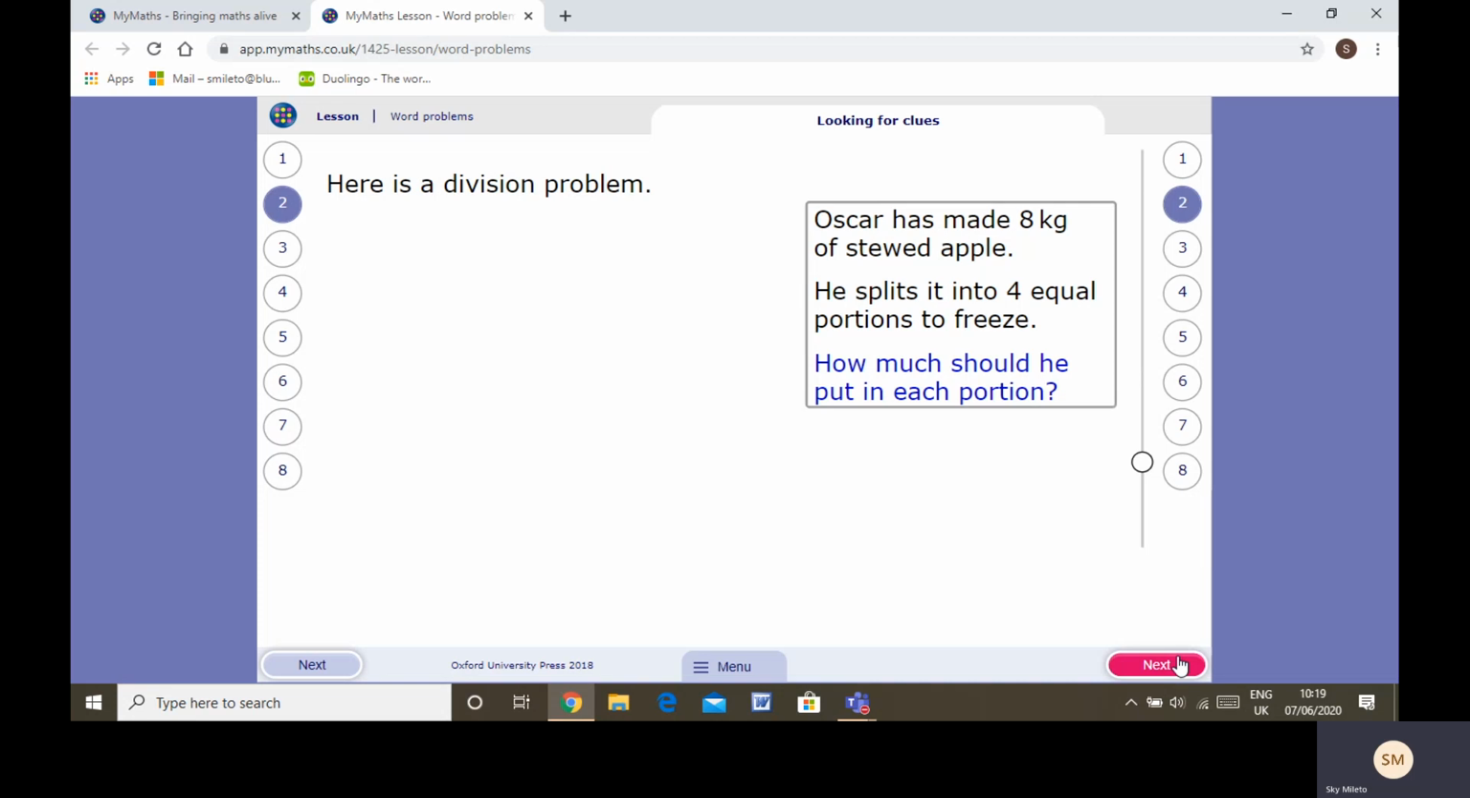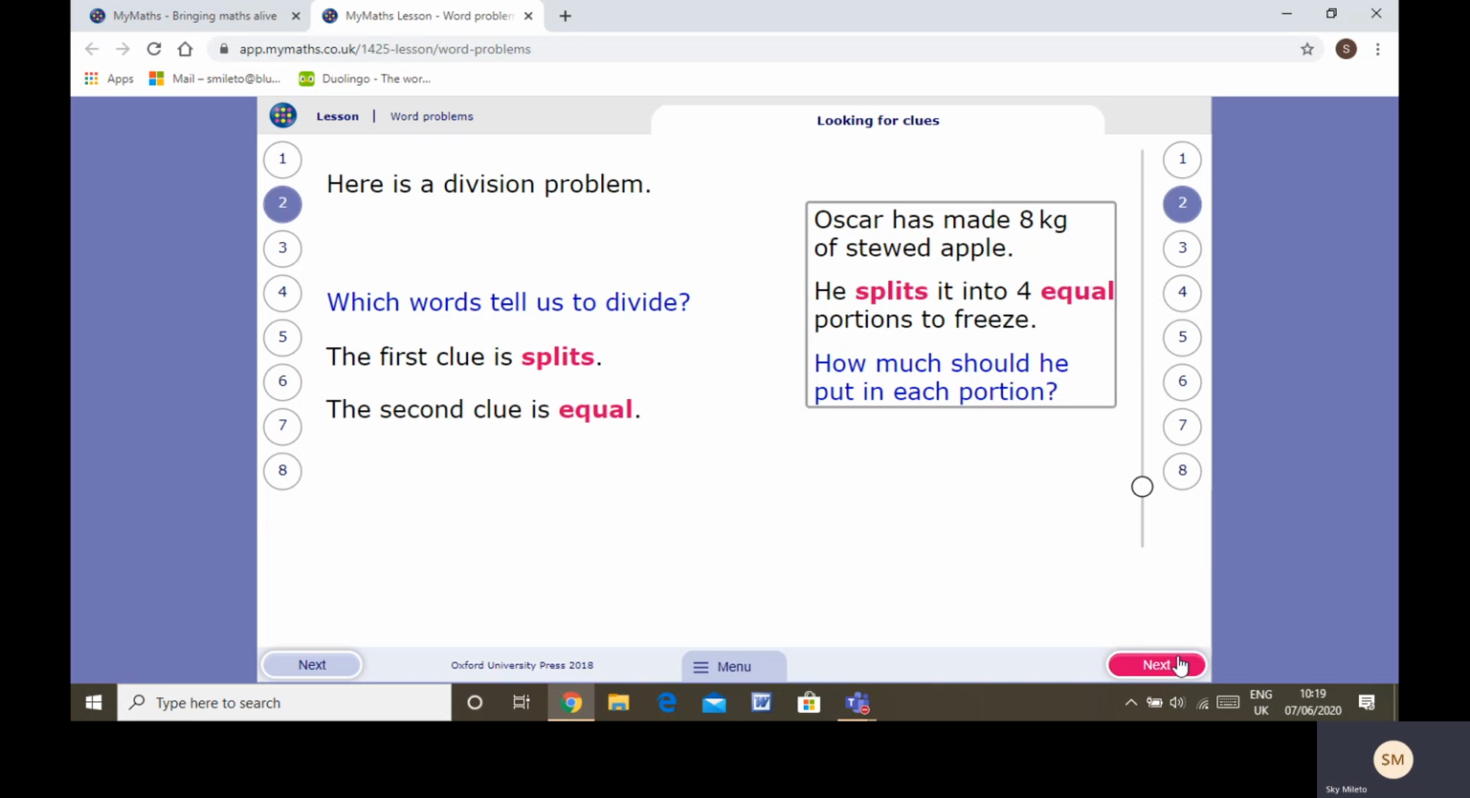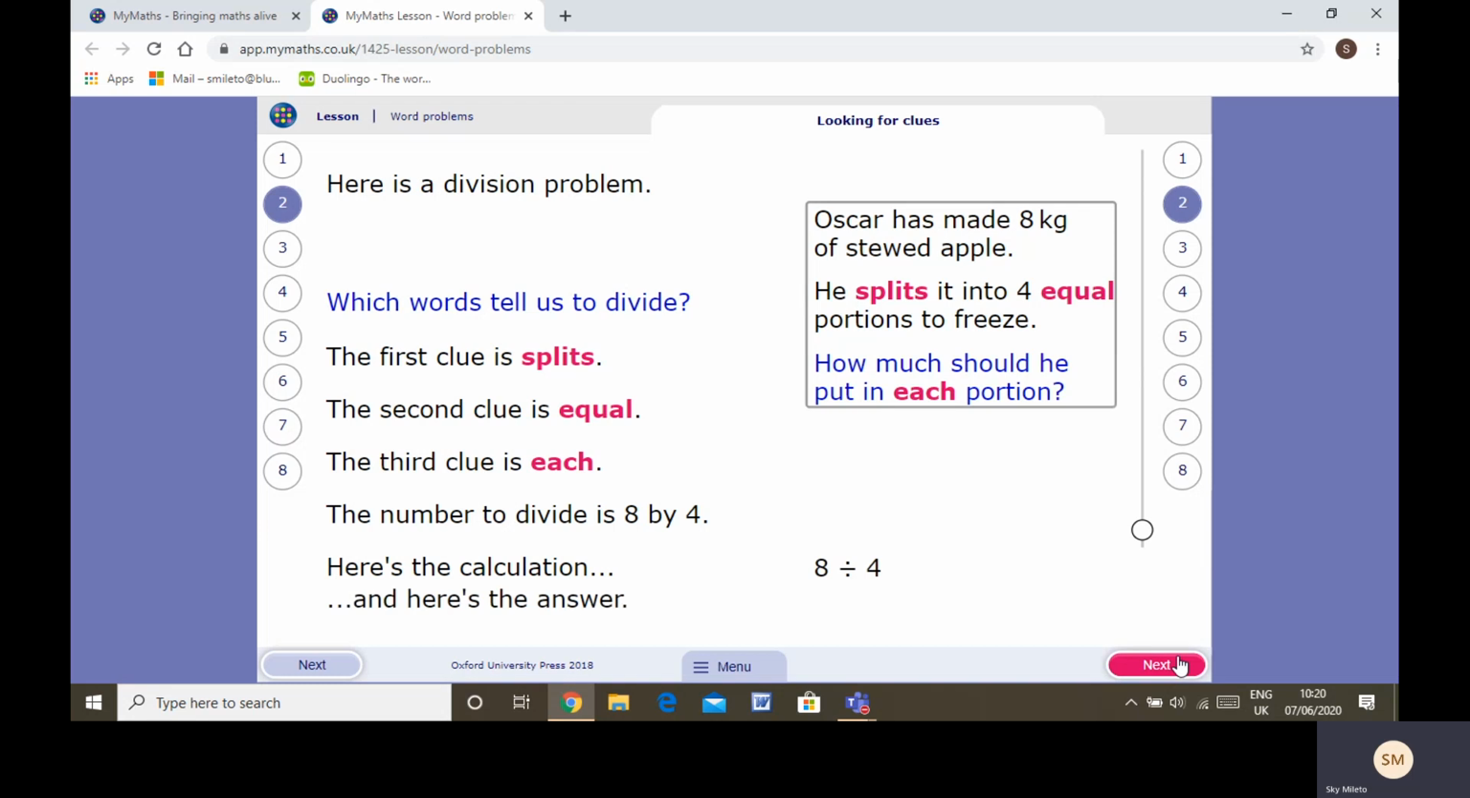Final one, here's a division. Oscar has made 8 kilograms of stewed apple. He splits it into 4 equal portions to freeze. How much should he put in each portion? Okay, so the key words are splits, because that means we've got an amount and we're splitting it into parts. And the second clue is equal, because we know that each one of those 4 portions will have exactly the same weight of apples in it. And the third clue is each, because we need to know how much is in one of those portions. So we're dividing 8 by 4, and 8 divided by 4 is 2. Each portion is 2 kilograms.